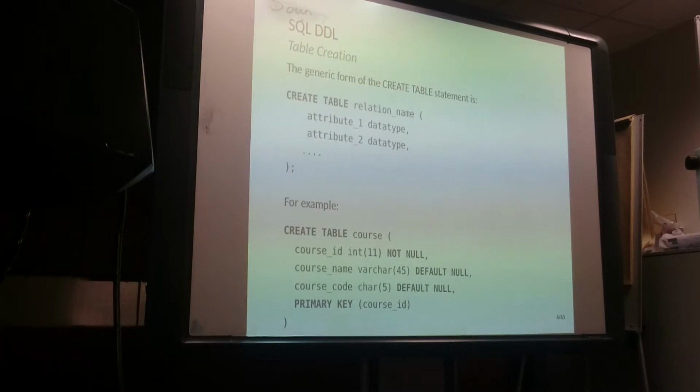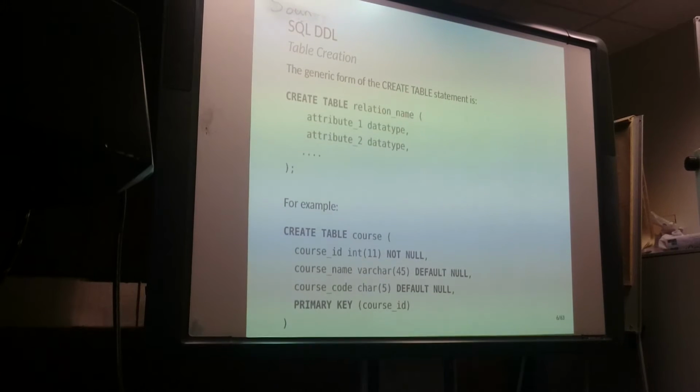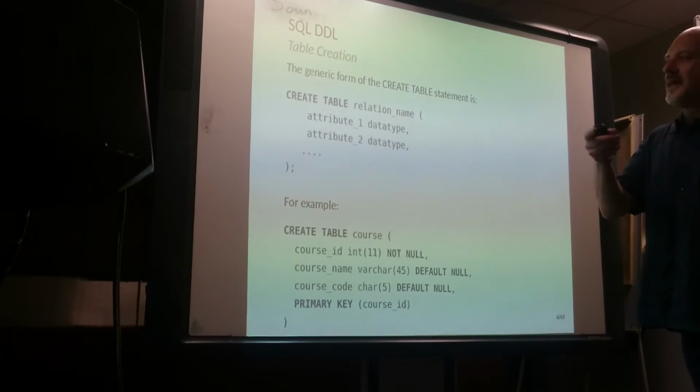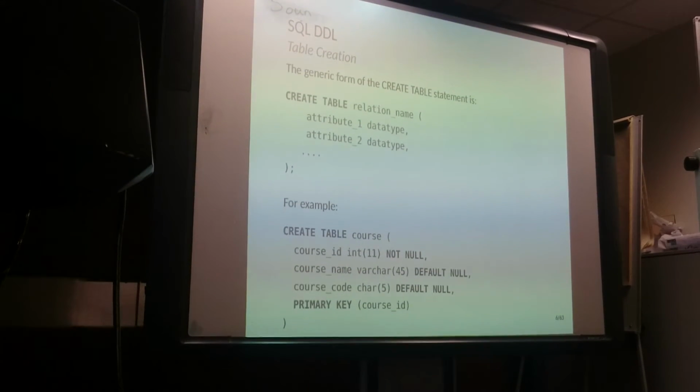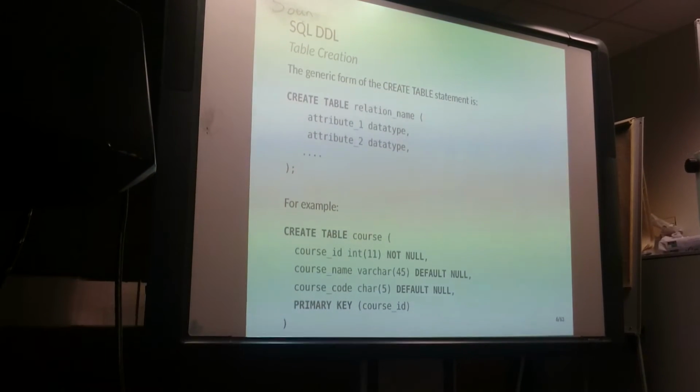That's official theoretical terminology. So creating a table, you give it a name, you have the parentheses, and then you have a list of attributes with data types. I'm sure you all remember the data types: int, varchar, date, datetime, and so on.